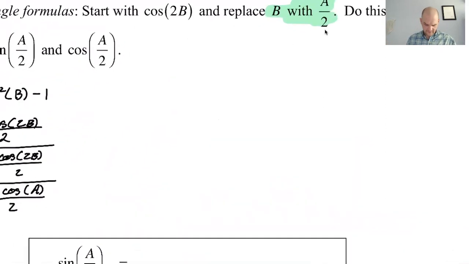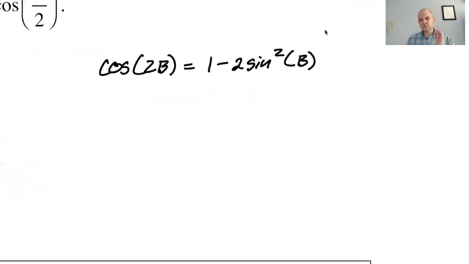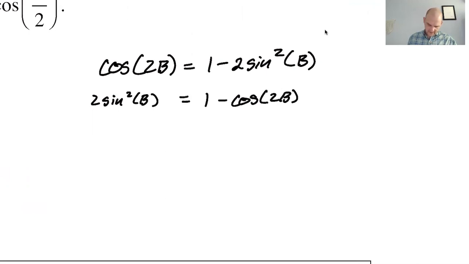Let's find the other one for sine. So here we're going to use cosine. Both of them are based on this formula, though. They're both based on the double angle formula for cosine. So this one is going to be 1 minus 2 sine squared of b. This one people have a little more trouble with, so I'm going to show a little extra work. I'm going to add 2 sine squared to both sides and simultaneously subtract cosine of 2b. And then divide by 2 and square root.